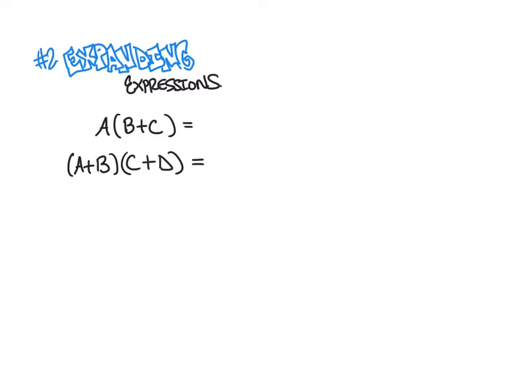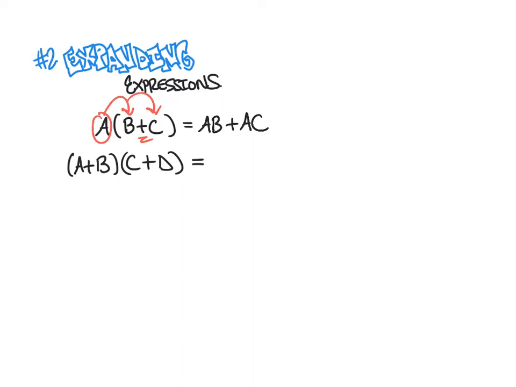All right, our second topic is expanding expressions. Now there's basically two rules you need to know here, and these can be expanded to other rules as well. But if you have A multiplied by the quantity B plus C, the distributive property tells us that we need to take that A and we need to distribute it to both the B and the C, preserving whatever the plus or minus was on the inside. So you end up with A times B plus A times C.